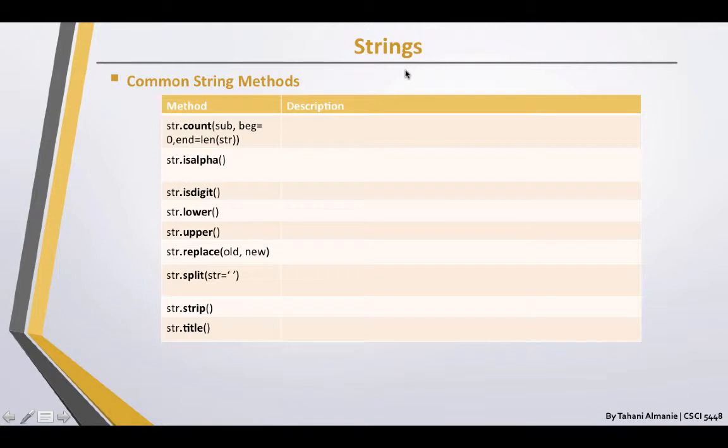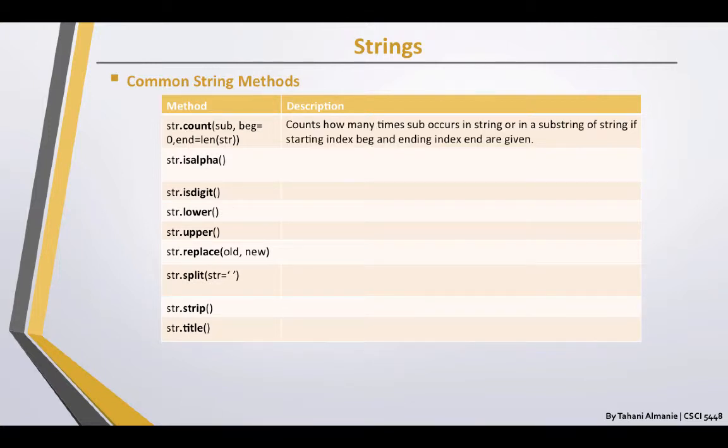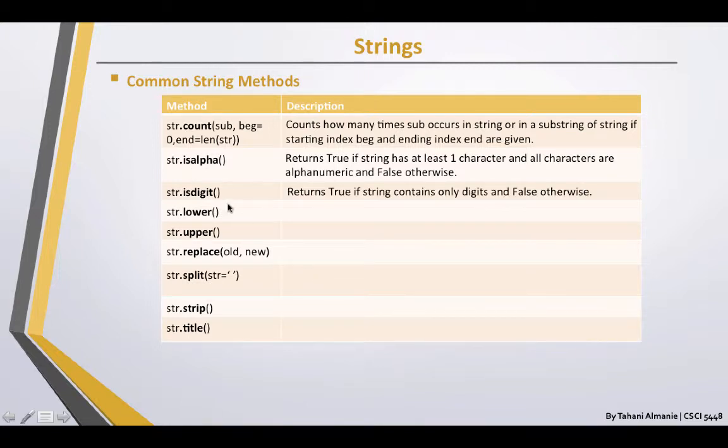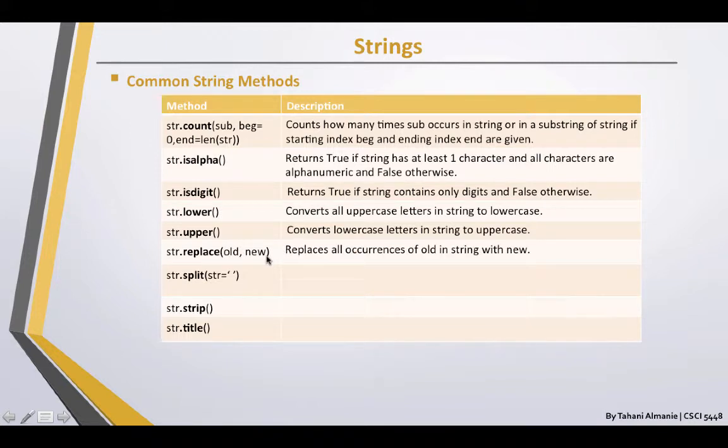Strings have a lot of methods. This table lists the most common string methods. So count counts how many times this sub occurs in the string, or in a substring if you provide the beginning and ending index. Isalpha checks if all characters are alphabetic. Isdigit checks if the string contains only digits. Lower converts the string into lowercase, upper into uppercase. Replace will replace this old substring with a new one.